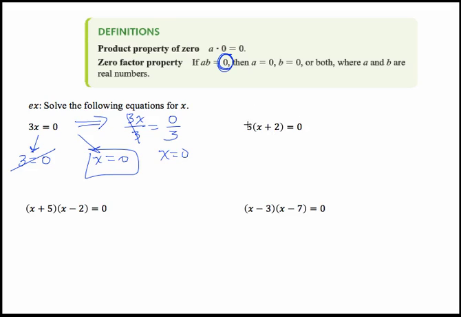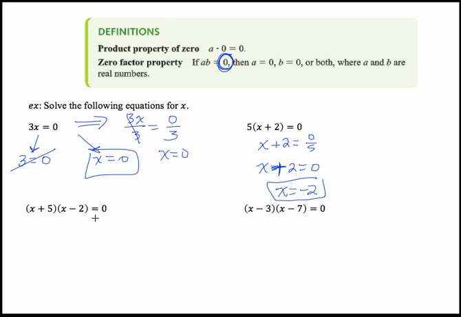Okay, here I would probably do that. Divide both sides by this constant 5. So x plus 2 equals 0 divided by 5. Well, 0 divided by 5 is 0. So you get x equals -2. So if an equation is factored, all you do is set each factor equal to 0 and solve.